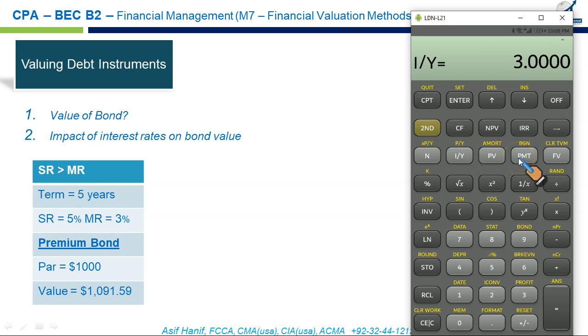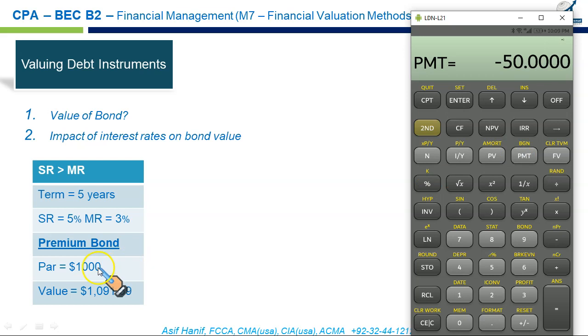PMT is the regular interest payments. How much interest are you going to pay? Since the stated rate is 5%, 5% of 1,000 will give you 50. So you are going to pay 50 every year. So you will write 50, negative because it's an outflow for you. 50 negative is an outflow, right? So press negative 50 and then PMT.